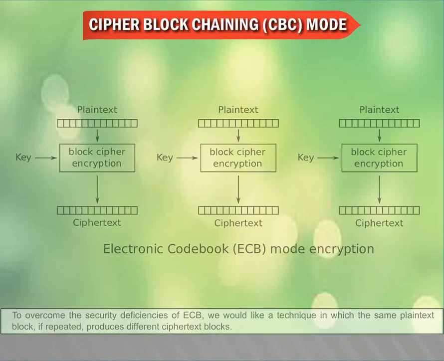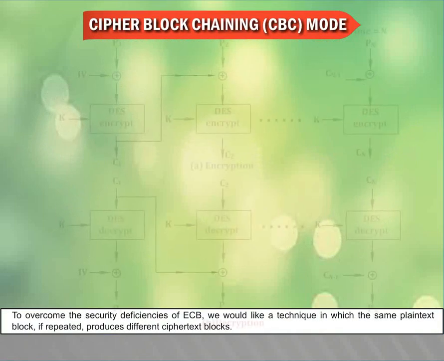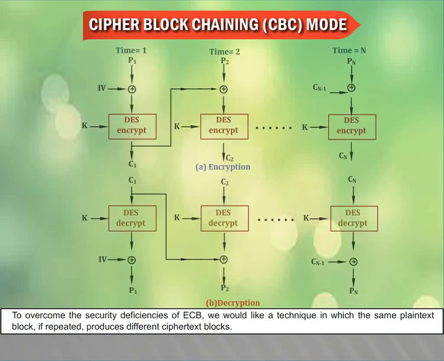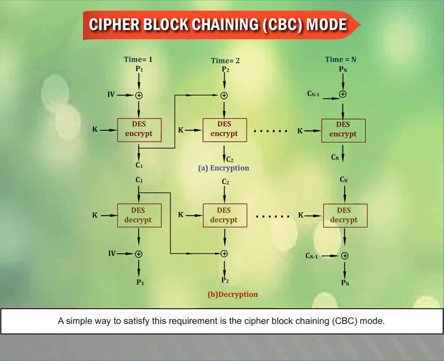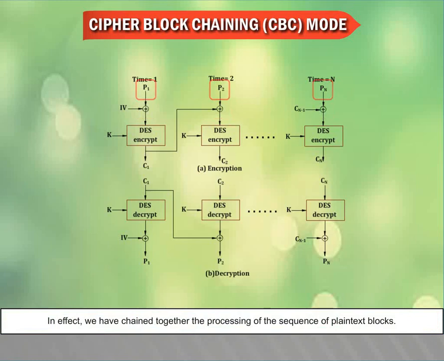To overcome the security deficiencies of ECB, we would like a technique in which the same plaintext block, if repeated, produces different ciphertext blocks. A simple way to satisfy this requirement is the cipher block chaining, CBC mode. In this scheme, the input to the encryption algorithm is the XOR of the current plaintext block and the preceding ciphertext block. The same key is used for each block.